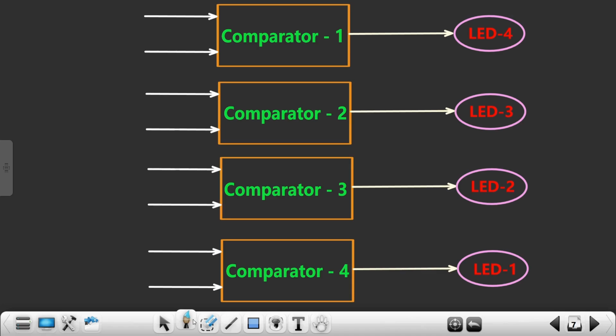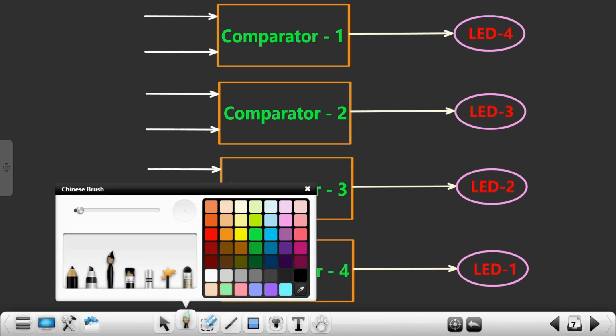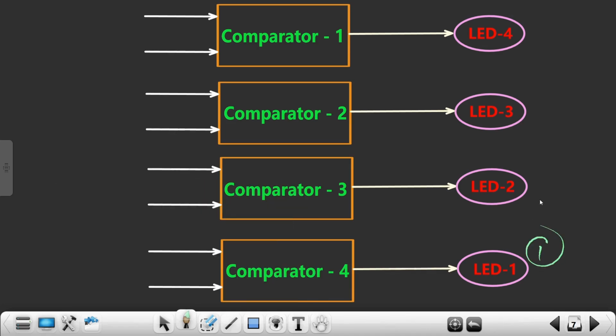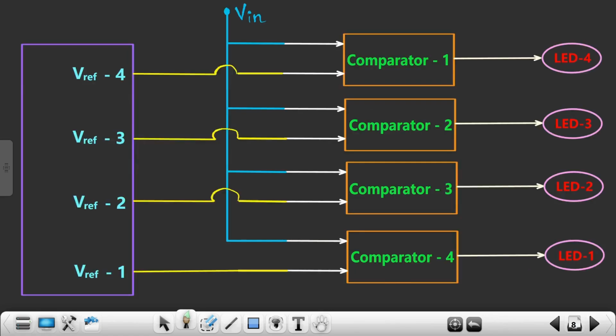As I had clearly mentioned, we will require 4 LEDs. So this is our first LED, this is second, this is third, and this is 4. And when I say that we will require 4 LEDs for this particular project, I'll require 4 different comparators in this circuit as well. And on top of that, we need to provide constant reference voltages to this particular op-amp. So what does that mean? Let me just show it over here. Yeah, this is how the entire block diagram will look like.